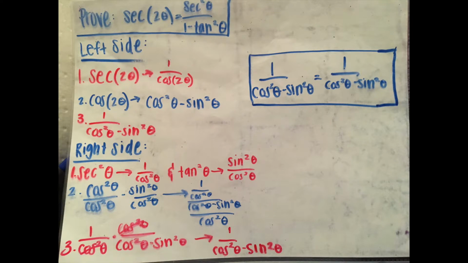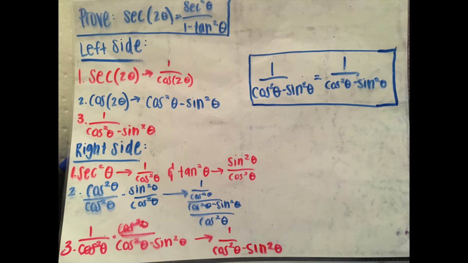Now I had to manipulate the right side. The first thing I did was I replaced the secant squared theta with 1 divided by cosine squared theta because the two functions are reciprocals of each other. I then replaced the tangent squared theta with sine squared theta divided by cosine squared theta. The next step I took was getting the bottom fraction to be a single fraction.